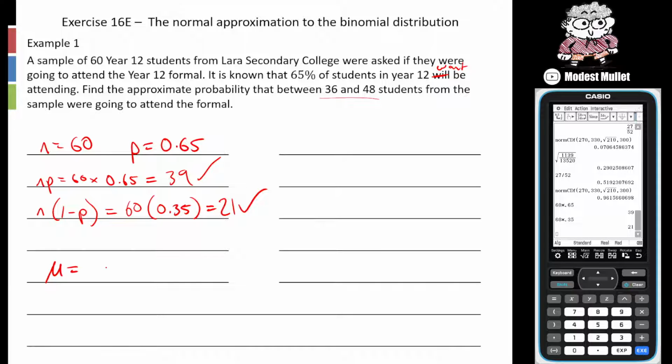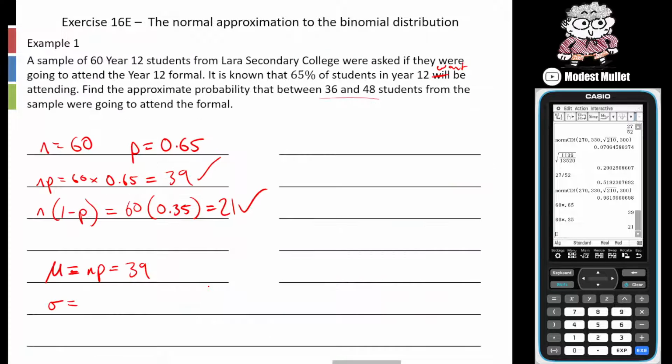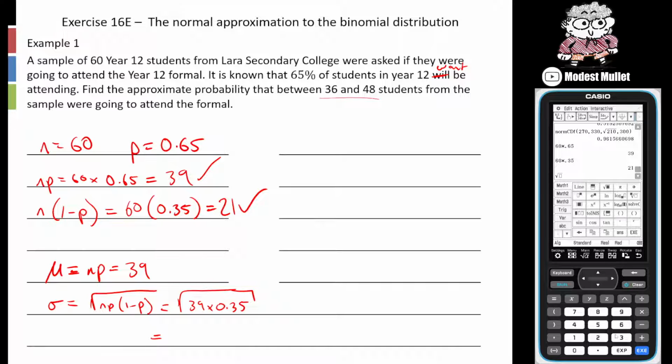So the mean is going to be np, which we already found, which is 39, and our standard deviation from the equation back here is the square root of np(1 minus p). We know np is 39, so I'm just going to put that in there. 1 minus p is 0.35. So we get 39 by 0.35, just simplifying on the fly. Okay, that's not nice looking, but we can still put it into the calculator. So it's the square root of 136.5 all divided by 10. So we've got our mean and standard deviation.